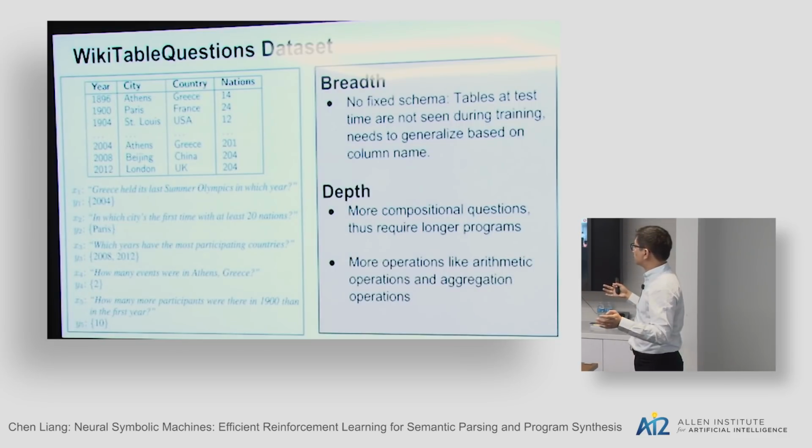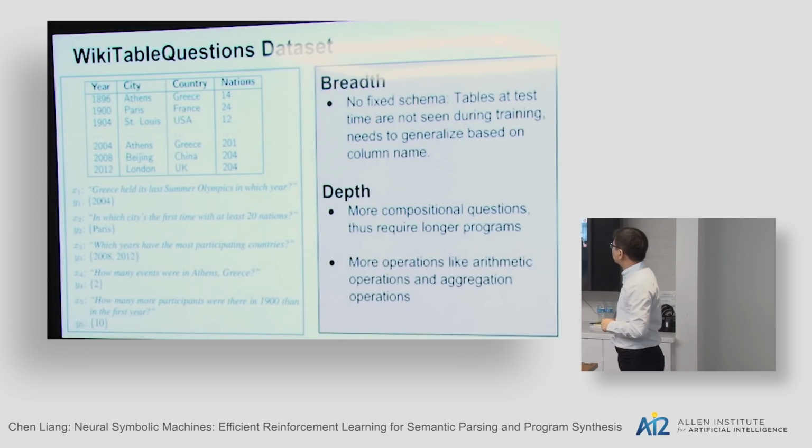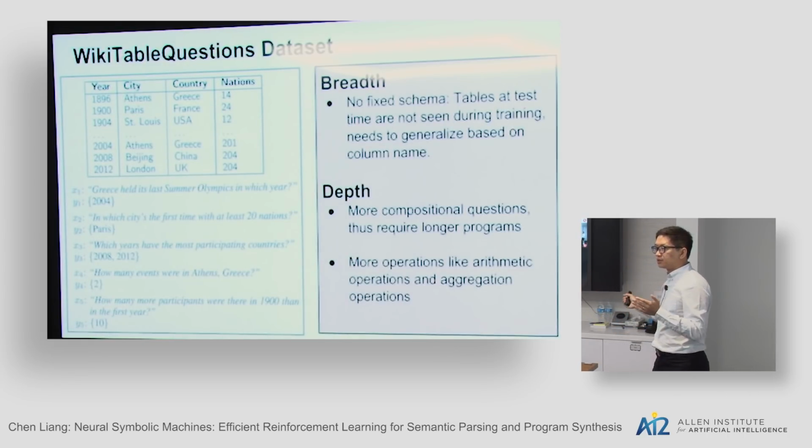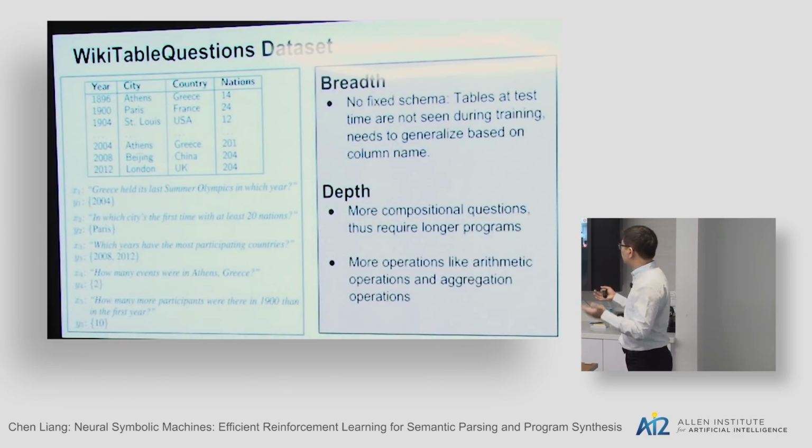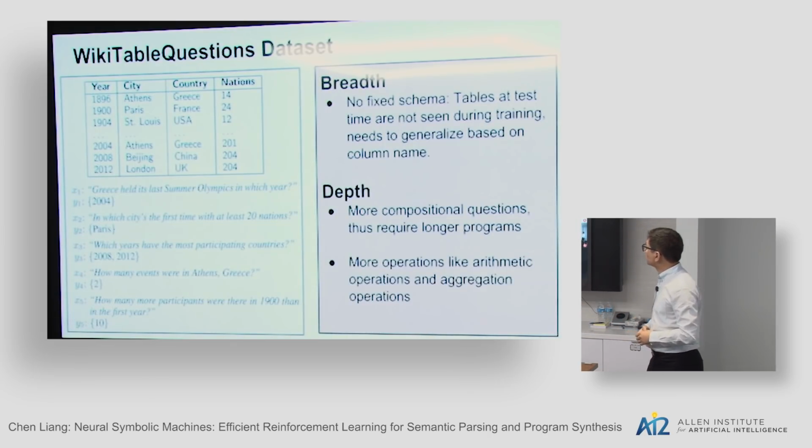Like, in which city is the first time with at least 20 nations? So they tried to create some compositional data sets using Mechanical Turk. Also, at test time, you are given new tables, so the model also needs to generalize to new tables based on the column names. There are also more operations, and because the questions are more compositional, you usually need a much longer program, like at least 2 or 3 expressions, sometimes 4, to answer the questions.